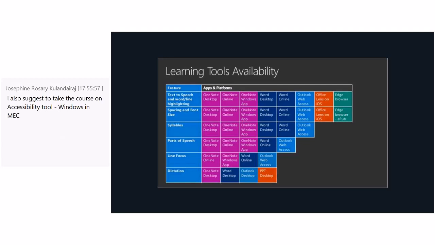We're not going to talk about all the features today, because we're only covering vision today. But there are text-to-speech and word line highlighting, spacing and font size, syllables, parts of speech, line focus, and dictation features. Where are they all available in the apps? They've been very clearly defined here for you.